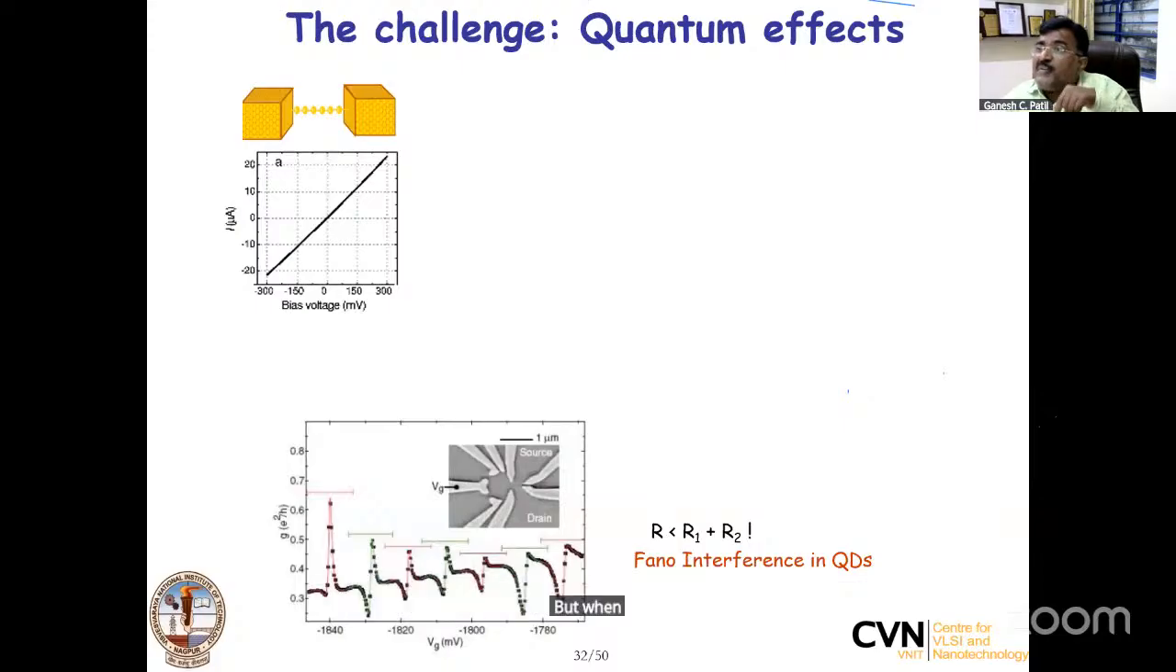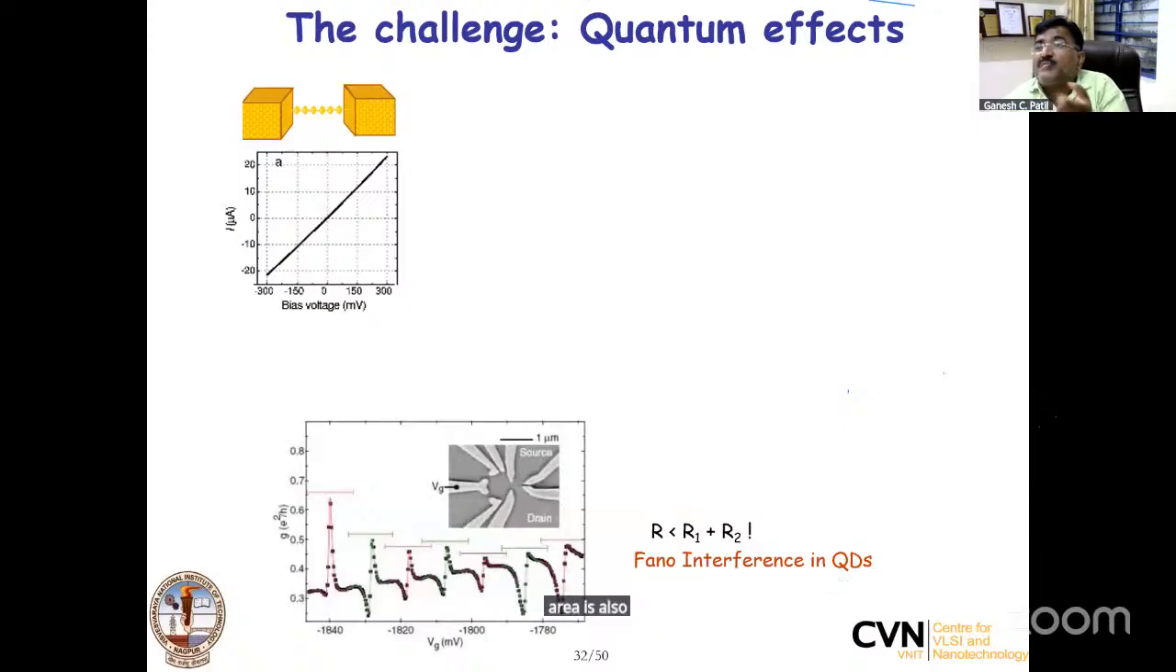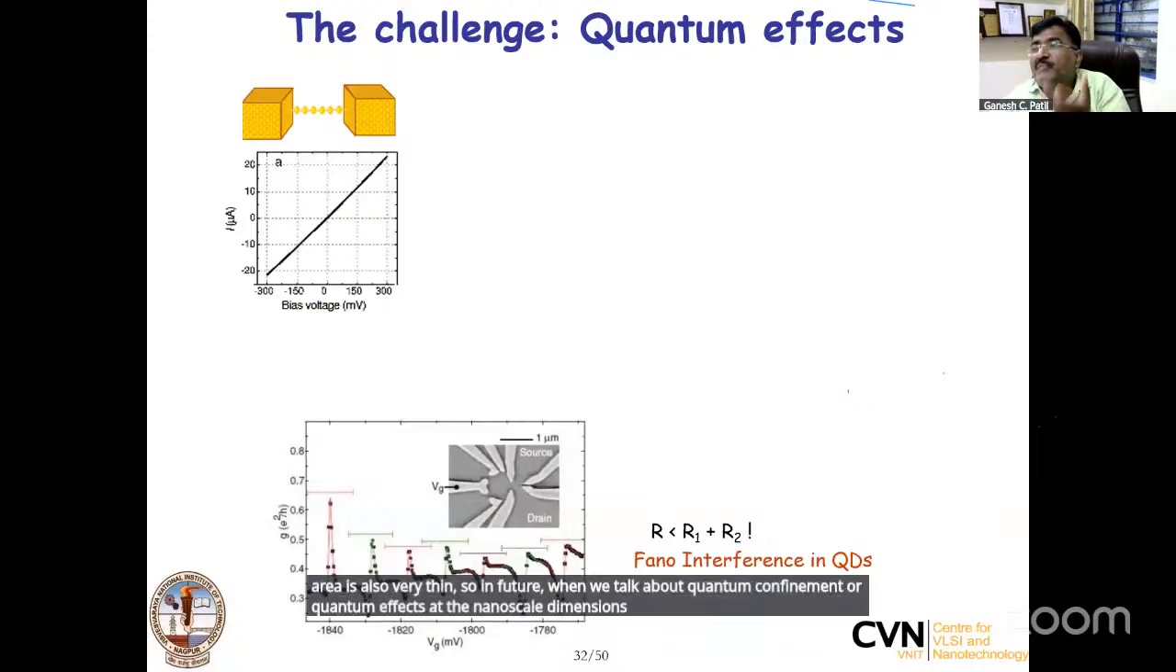But when we talk about the quantum dimensions, the geometry of the material will not play a role because the length would be very thin, and the area is also very thin. So in future, when we talk about quantum confinement or quantum effects at nanoscale dimensions like 1.2 nanometer, Ohm's law will not be used.